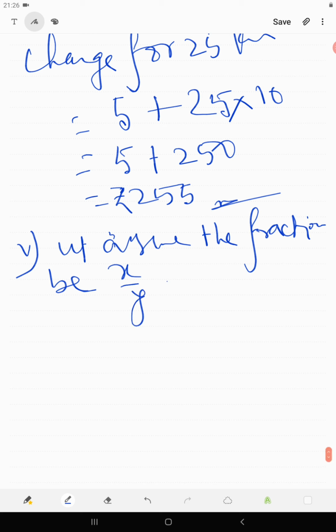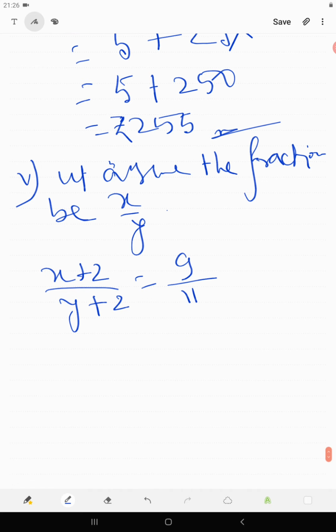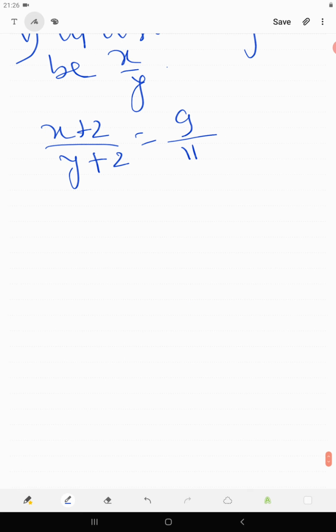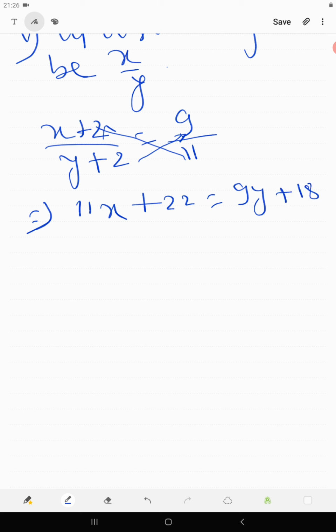So if 2 is added to both the numerator and denominator, the fraction becomes 9 by 11. That means x plus 2 divided by y plus 2 equals 9 by 11. Correct? That's 9 by 11. Now cross multiplication. So 11x plus 22 equals 9 multiplied with y plus 2. So 9y plus 18. Okay.